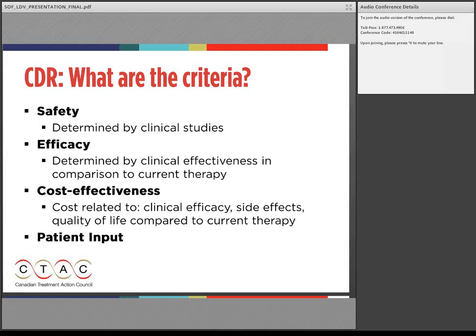The CDR then evaluates the submission, which includes clinical trial data, product monographs, and input from people who are interested in the treatment. The CDR is trying to decide if the treatment in question is safe, is it effective, and are its costs sensible against other treatments. Does it provide significantly lower cost or significantly better treatment experience? The CDR complements this data with patient input from people like you. So again, the CDR makes a suggestion, but the provinces get to make the final decision for their respective plans.